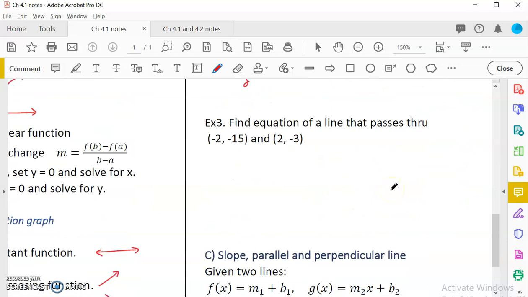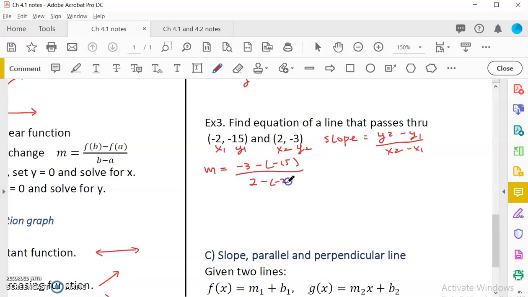So another one would be if I have 2 points, how do I find the equation of the line? Now, I don't have another line that is parallel. I don't have slope, so what do I do? Slope would be, actually, I have 2 points, so I can do y2 minus y1 over x2 minus x1. Label them x1, y1. The second number is always y, right? x2, y2. So m would equal y2, negative 3, minus negative 15, over x2, 2, minus negative 2.